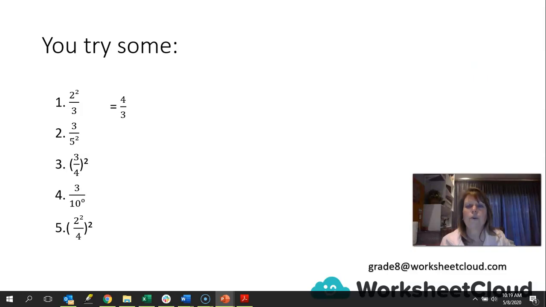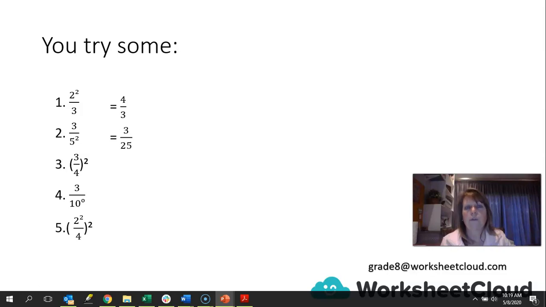Right, 2 squared over 3 is equal to 4 over 3. Okay, because 2 times 2 is equal to 4. The denominator stays the same. 3 over 5 to the power of 2, or 5 squared, is going to give you 3 over 25.